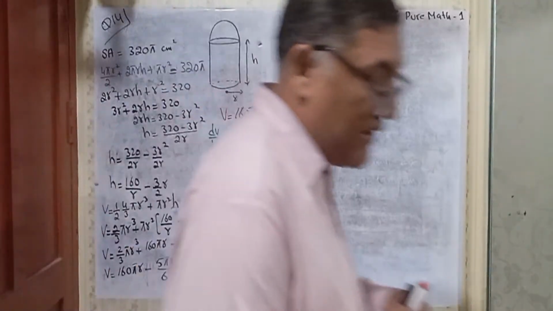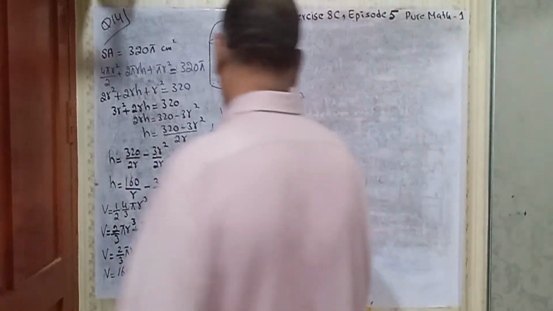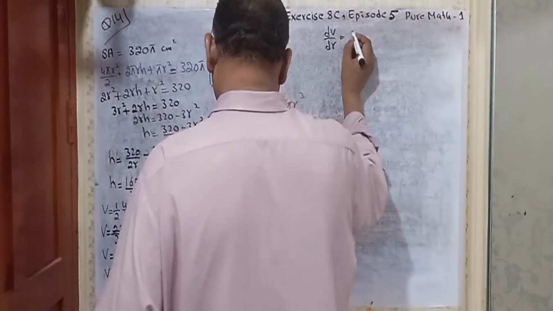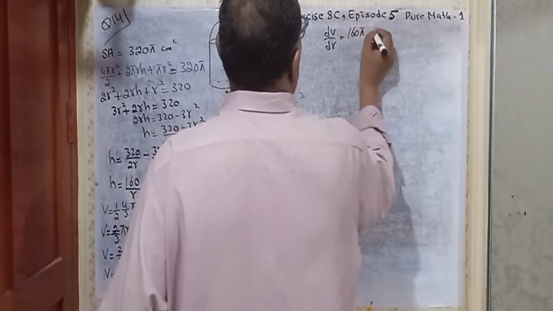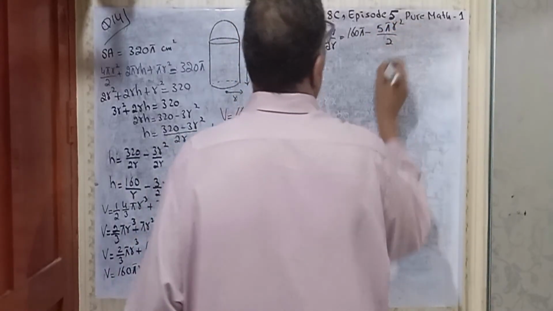At the stationary point, r will be 8, and I have taken the positive value because the radius is positive. Now if you want to prove that it's a maximum or a minimum point at r equals 8, we have to find the second derivative. My first derivative is dV by dr equals 160 pi minus 5 pi r square divided by 2.